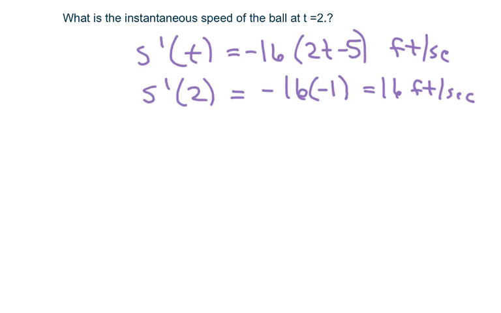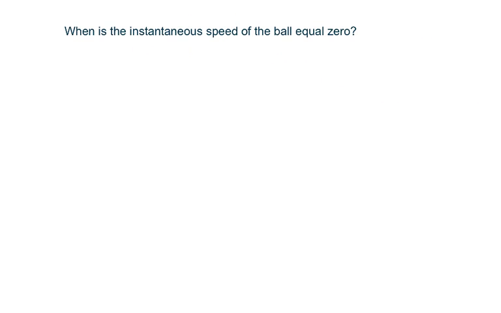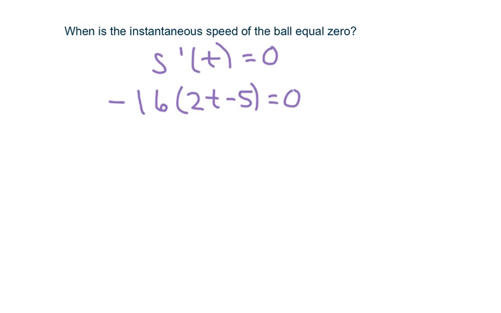Okay, the next question is, the instantaneous speed of the ball is 0 when? So basically I'm setting my equation, my derivative, to 0. So that's negative 16 times 2t minus 5 equals 0. You solve for t, you get t equals 5 over 2, which equals 2.5 seconds.